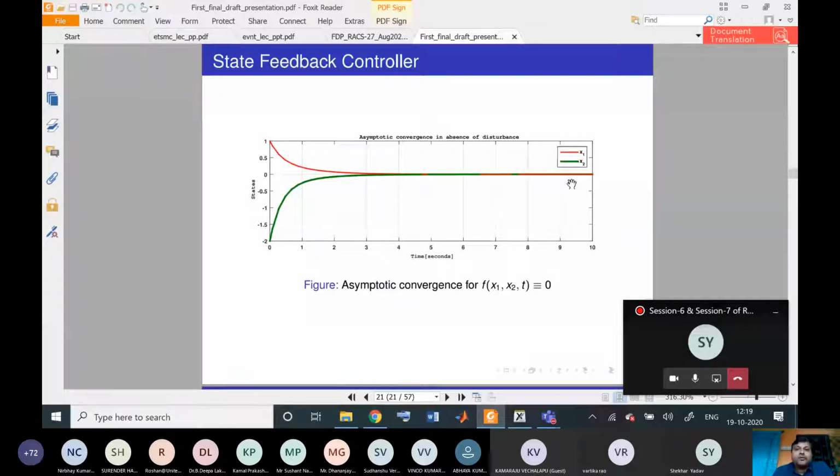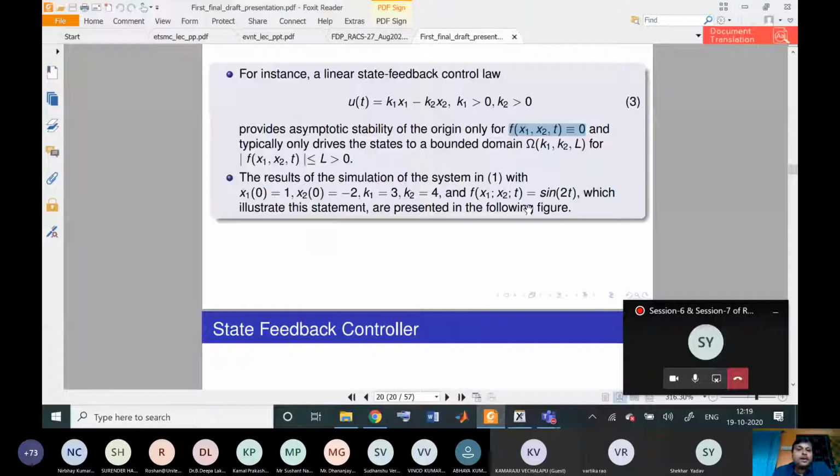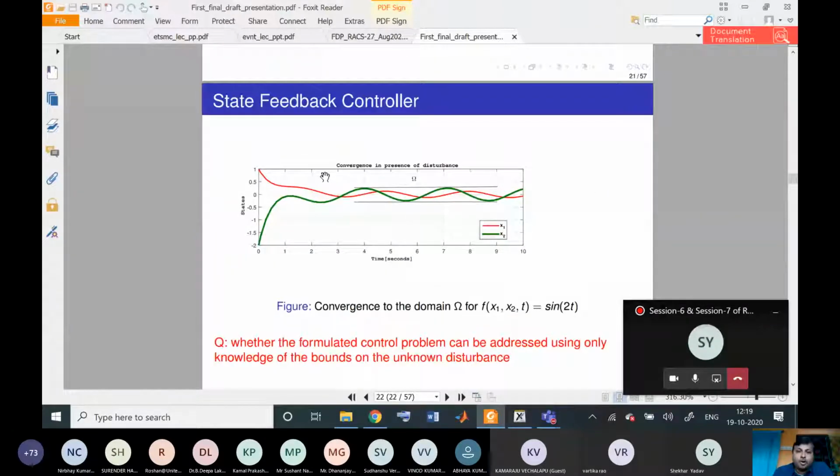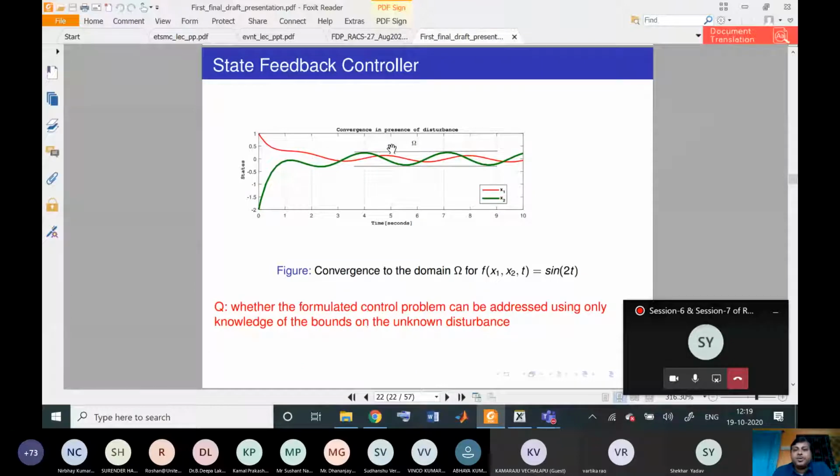So when there is no disturbance, the state feedback controller is working fine. But if we now consider the disturbance is sin 2t with this gain K1 equal to 3 and K2 equal to 4, we can observe that the system states no longer converge to the origin. Instead, they evolve within a bound, omega, and the bound of the settlement depends definitely on the magnitude of the disturbance.